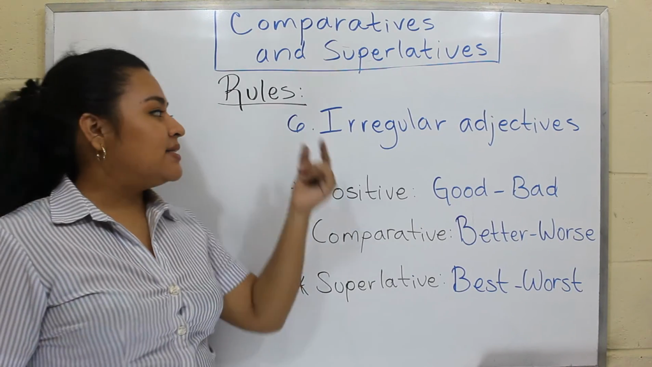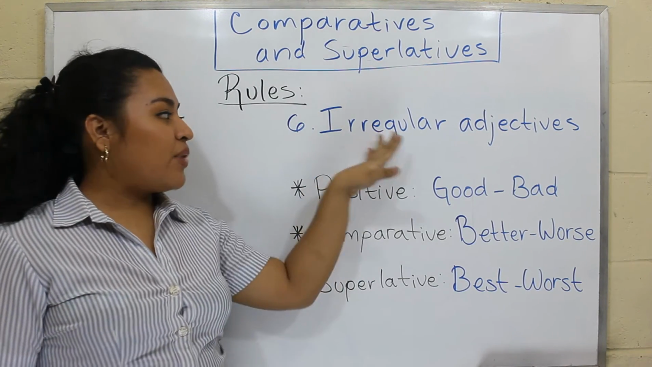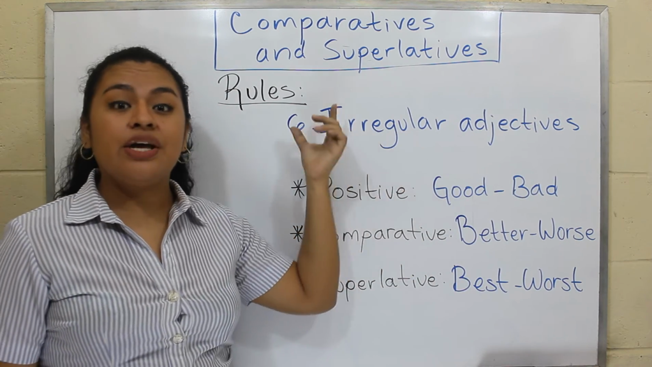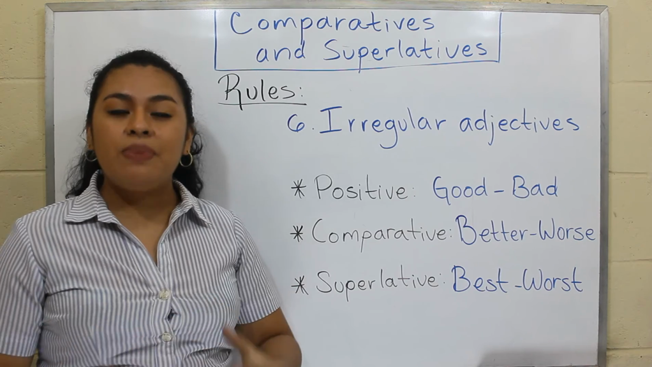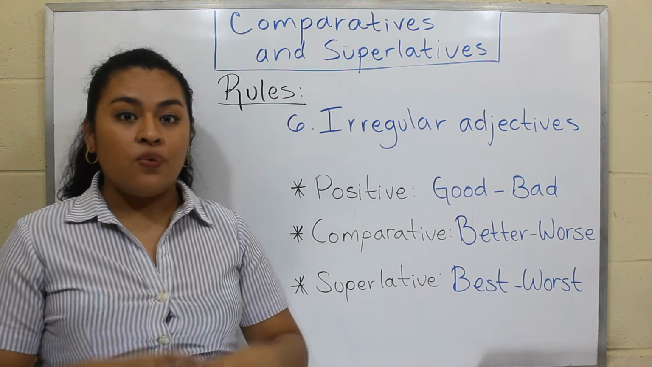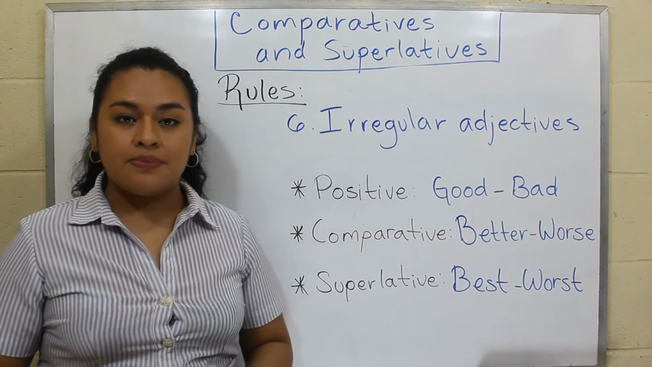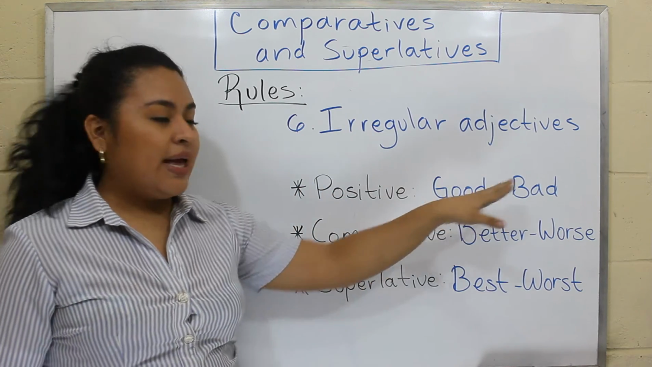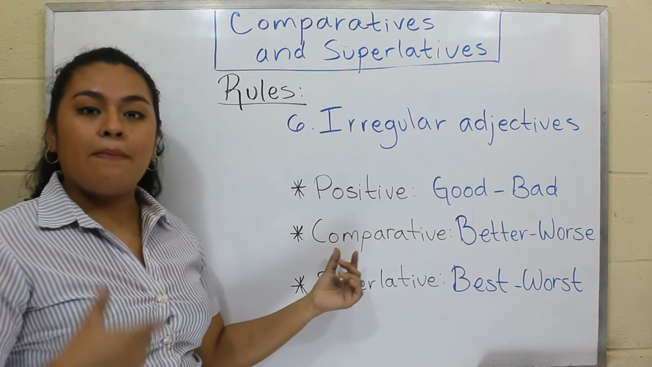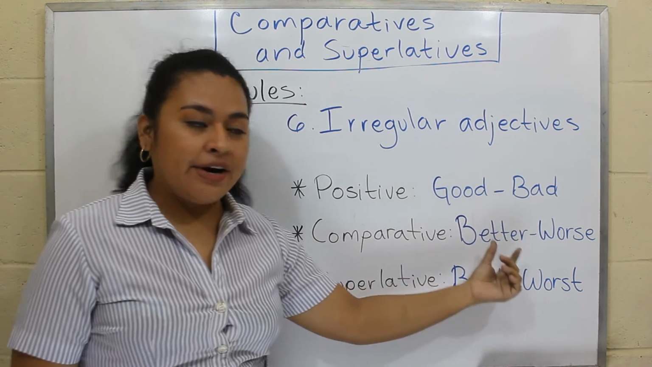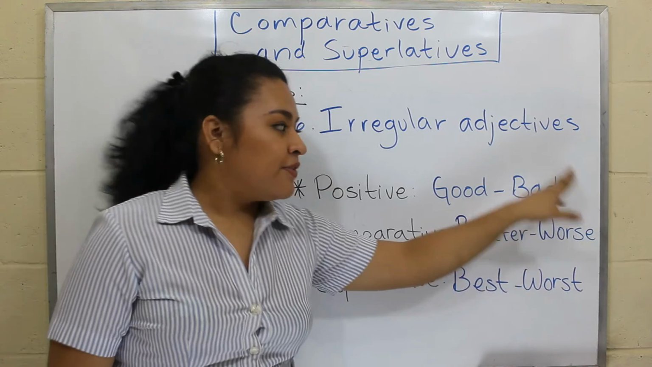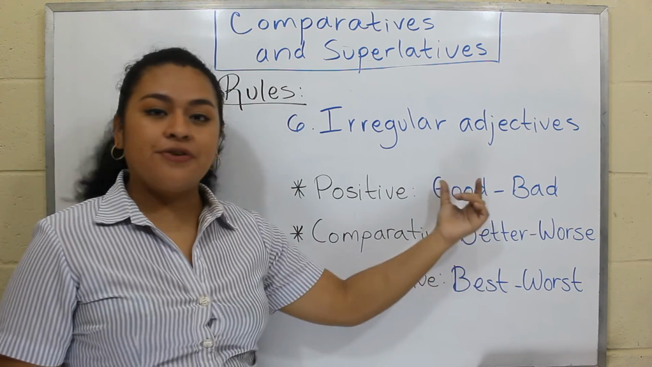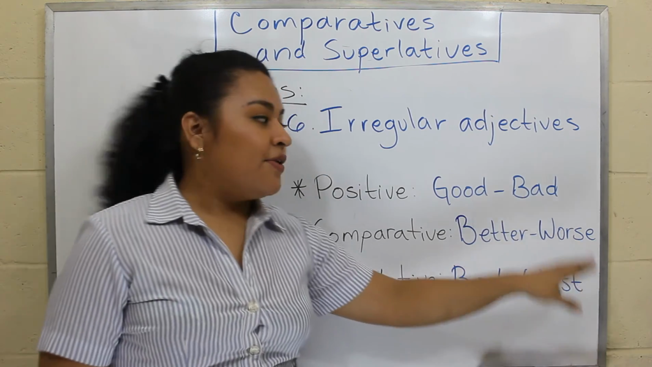And finally, the last case is for irregular adjectives. Remember that every time we see the word irregular, it means that it will have a different spelling, a totally different spelling. So, we have the positive adjectives, good and bad. The comparative is "better" for good and "worse" for bad. And the superlative is "best" for good and "worst" for bad.